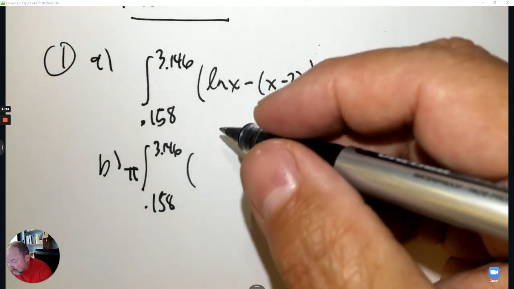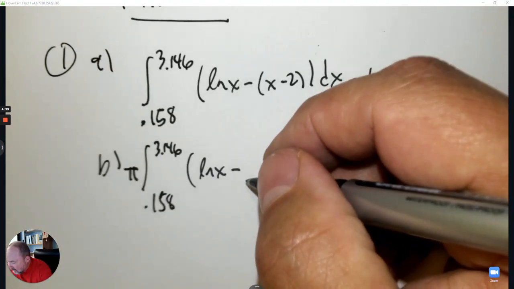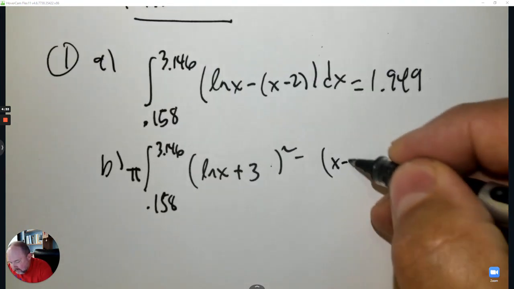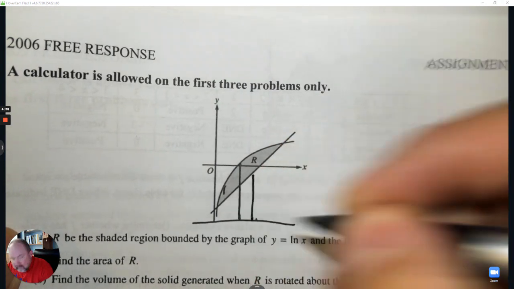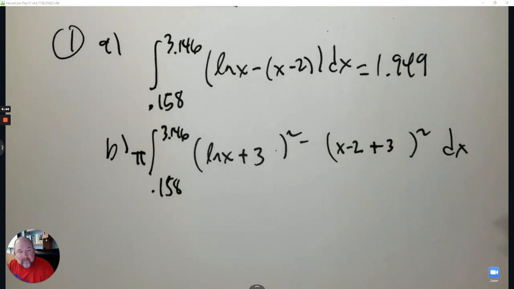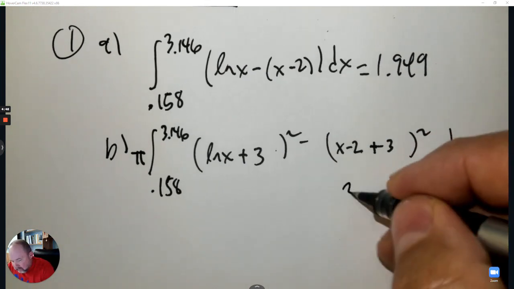So the first big radius, it's ln x, subtract the line -3. When you subtract a negative, it's adding. Then it's x minus 2. So the small radius goes from the line down here. So x minus 2, subtract -3, which is +3. And then type that in your calculator, and you should get 34.198.